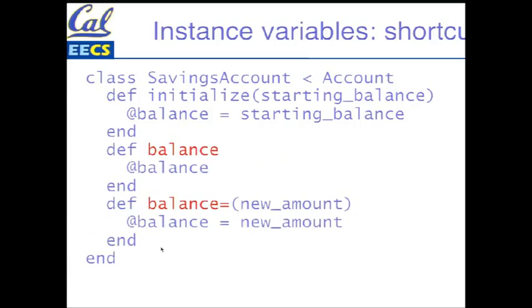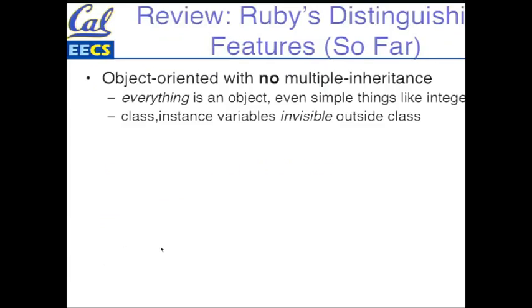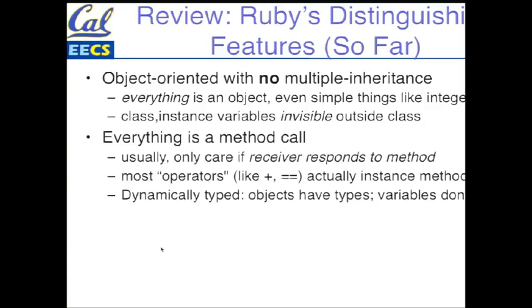OK. So with that in mind, here's where we are so far. Ruby is object-oriented, and there's no multiple inheritance. There's a far cooler thing than multiple inheritance, which we're going to meet shortly, called a mix-in. Everything is an object, and the only way you get things done is by calling methods on those objects. So class and instance variables are invisible outside the class. You've got to call a method to do anything to them. Everything is a method call. And as we'll see over and over again, I'm going to hammer this, you only care if the receiver responds to the method. Right? This is very different from asking, is the receiver the right class or the right subclass?